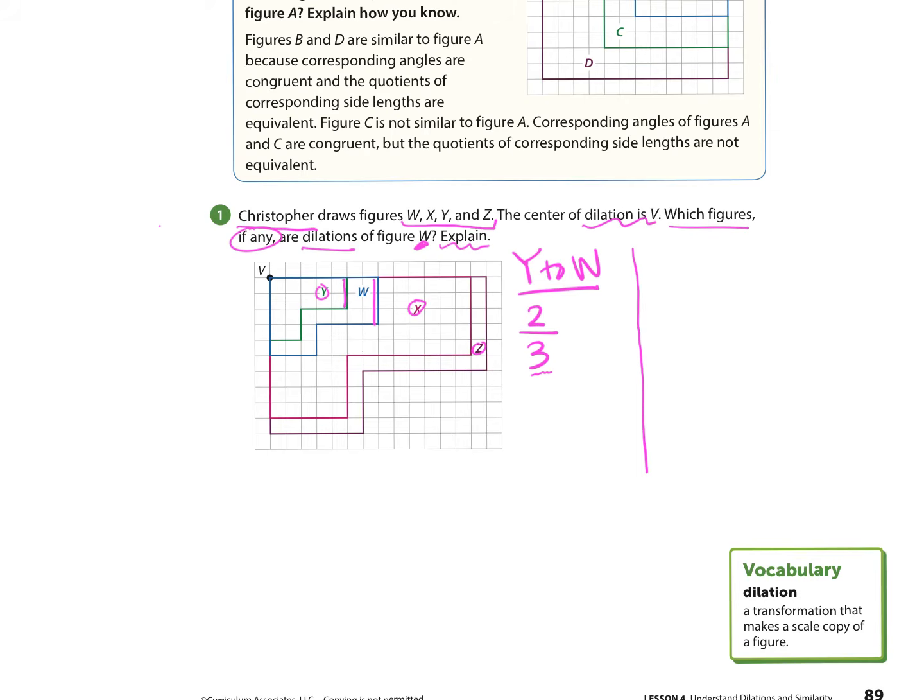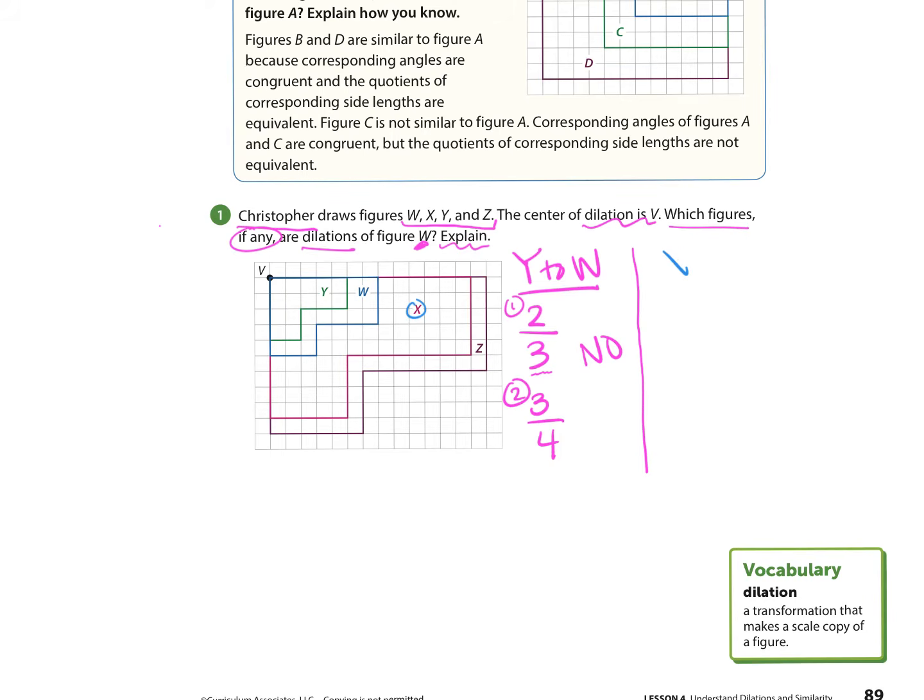So, moving on to the next side in Y, this side is 3. The corresponding side in W is 4. Can I make these numbers smaller? Again, no. There's nothing I can divide by. So since my first fraction was 2/3, my second is 3/4, they're not the same. They did not reduce down to the same number, so Y is not a dilation of W. I'm going to erase my work, and now we're going to do the next one, which is X.